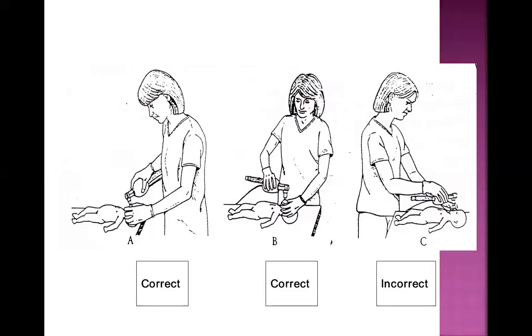Now how should the doctor or the nurse or the resuscitator stand on the side of the baby? Now see here, this is the correct way of standing towards the head end of the baby. Okay, this is also correct, because the examiner is still standing towards the head end, but this is the incorrect way, because the resuscitator is standing toward the foot end of the baby. So they have to extend their hand, and they are a little bit far away from the resuscitation side. So this is incorrect.